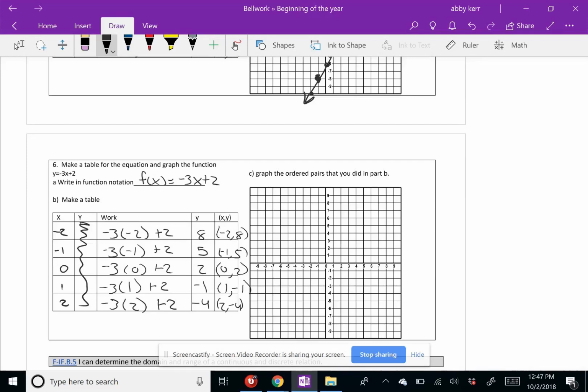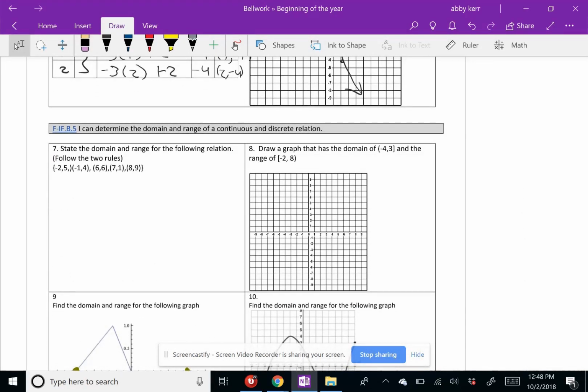So negative 2 up 8, negative 1 up 5, 0 up 2, 1 down 1, and then 2 down 4. Connect the points because I gave you a function. Now for this learning target, I can determine the domain and range of a continuous and discrete relation. You have to be careful here. For this, on a study guide, I actually reminded you to follow the 2 rules. Tomorrow, I won't. You'll just need to know.